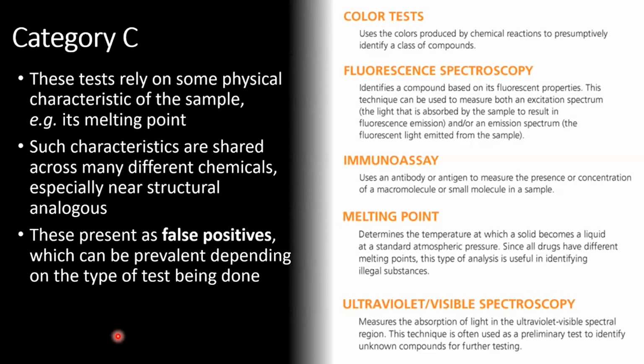A good example of that would be the colour tests, whereby you get a colour change usually based on the chemical functional groups present in the illicit drug. However, many chemicals could contain those same functional groups and thus give you a similar response by the colour test. If we look at melting point, there are many different chemical species that share the same melting point. So because they would all melt at the same time, you have the key drug that you're looking for, as well as many false positives that would melt in the same range.